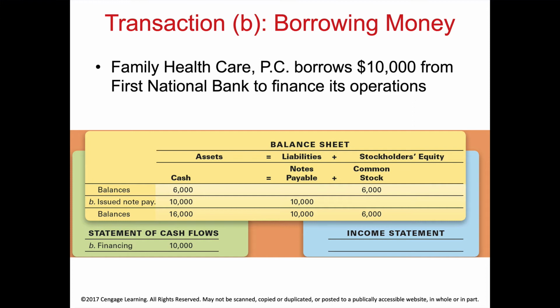Okay, the next thing that Dr. Landry did, when she started up her business, is that she borrowed $10,000 from the bank. So she put in $6,000 of her own money, and then she borrowed $10,000 from the bank. And the way that this needs to be recorded is that now she has even more cash in the bank, and she takes on a liability called a note payable.